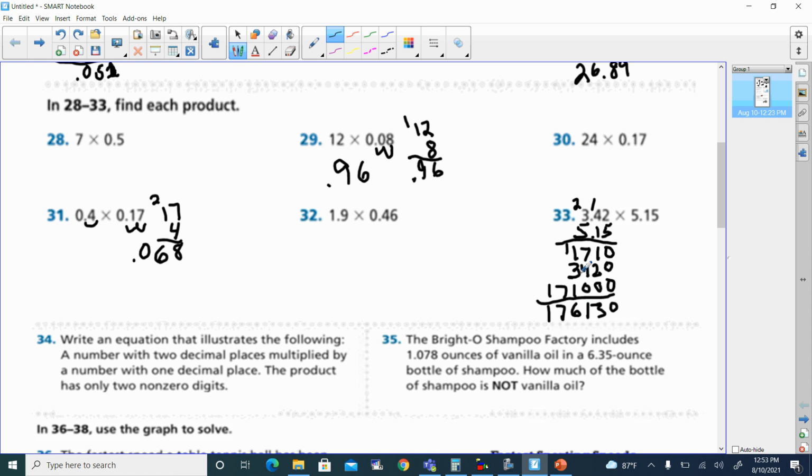Now I have to count those places again with the decimals. The decimal over here was 2 places. Okay, moved over 2 places. So that's 1, 2, and then 2 places for this one as well. 1, 2. That's a total of 4. So I'll have to move it 1, 2, 3, 4. My answer should be 17.613. All right.